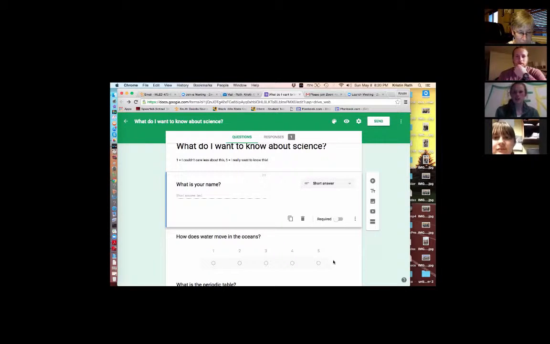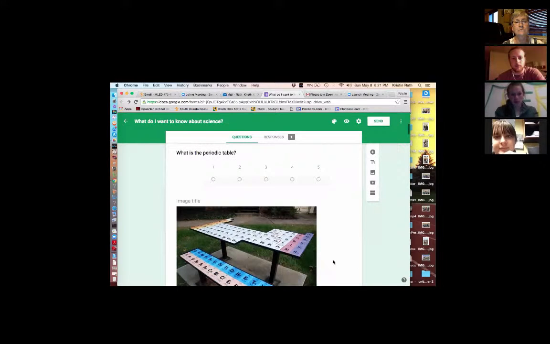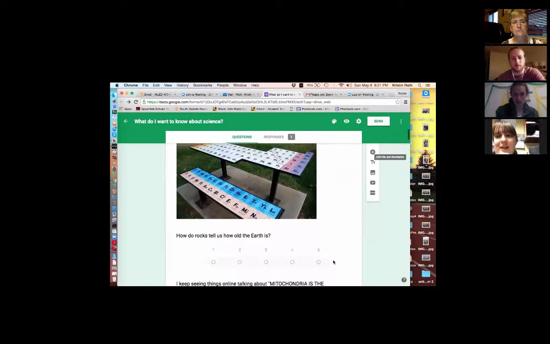We have about 30 questions. They're not in any sort of order because we didn't want kids to go through and say, oh, these are biology, I'm just going to go all 5s or all 1s. They're all mixed up, so they have to read through them. And we also have pictures to make things a little fun, because this form can get a little boring when it's just questions.